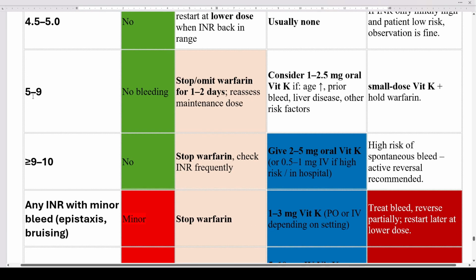If it is between 5 to 9, like it was in our scenario, but the patient is not bleeding, stop warfarin for 1 to 2 days and then start with the maintenance dose. But in this case we have to give a small amount of vitamin K. We will give 1 to 2.5 milligrams of oral vitamin K to the patient.